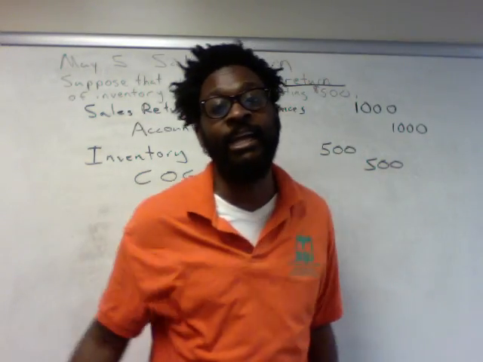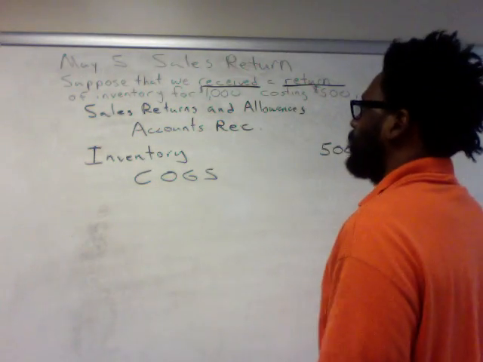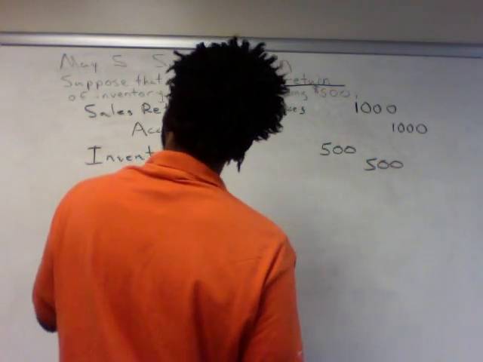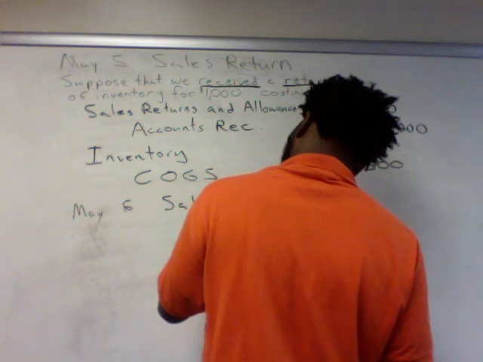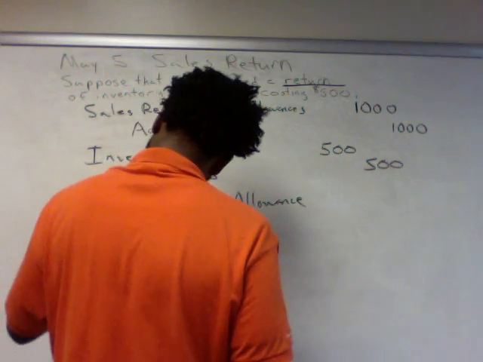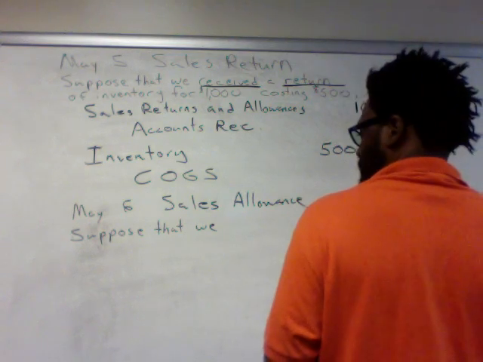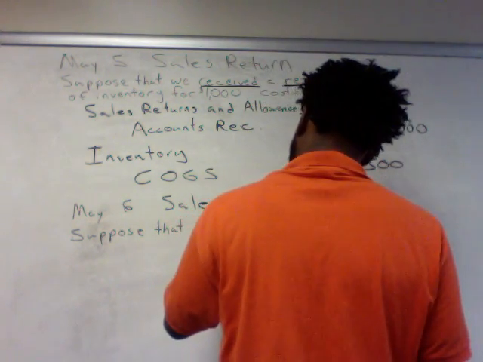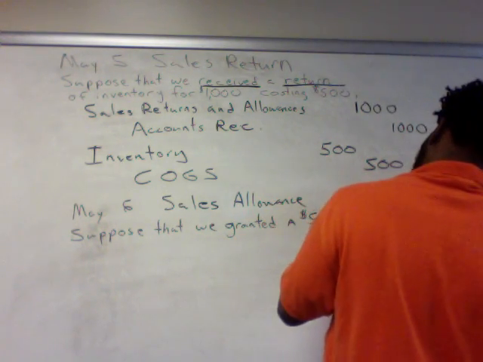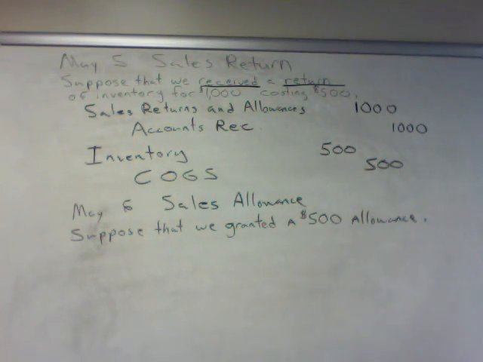Now remember, we saw how to handle a purchase return and a purchase allowance. Now we're on the other side of the gun. So let's say that it is May 6th, and now we're going to do a sales allowance. Suppose that we granted a $500 allowance.